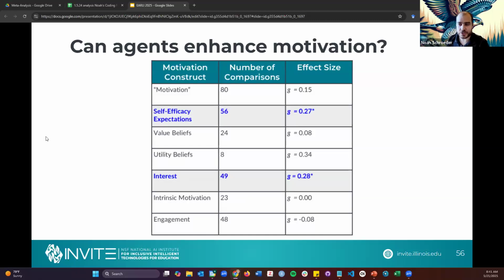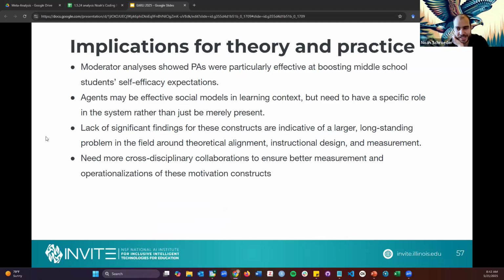And this is quite intriguing because, as you saw a minute ago, we found that agents can improve learning with an effect size of around 0.4. So what we're seeing is bigger outcomes in regards to learning than we are at motivation, but they're still helping improve motivation in terms of self-efficacy and interest. So what does this all mean? Generally speaking, the moderator analyses showed that agents were particularly effective at boosting middle school students' self-efficacy expectations.